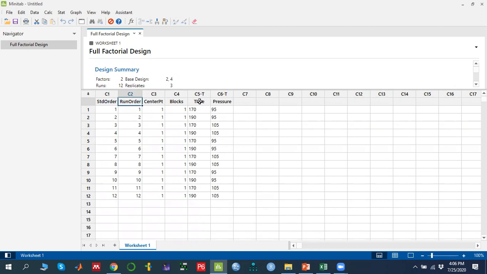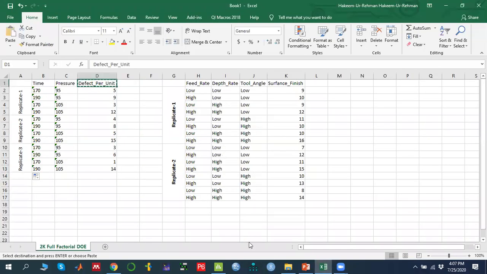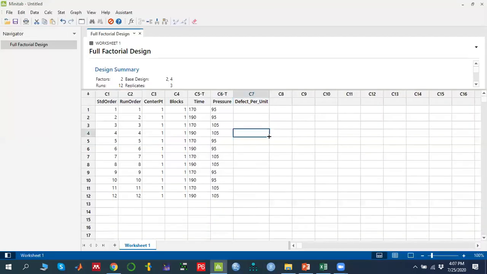So this is the time, this is the pressure, right? And the blocking concept is used when you are considering a particular factor as a noise factor, which is a separate thing we will discuss later. Right now there are 2 factors, and the output is the defect per unit. Now we are going to perform the design of experiment, and we want to see, if the time is 170 and the pressure is 95, if we set these levels, then what's the defect per unit?